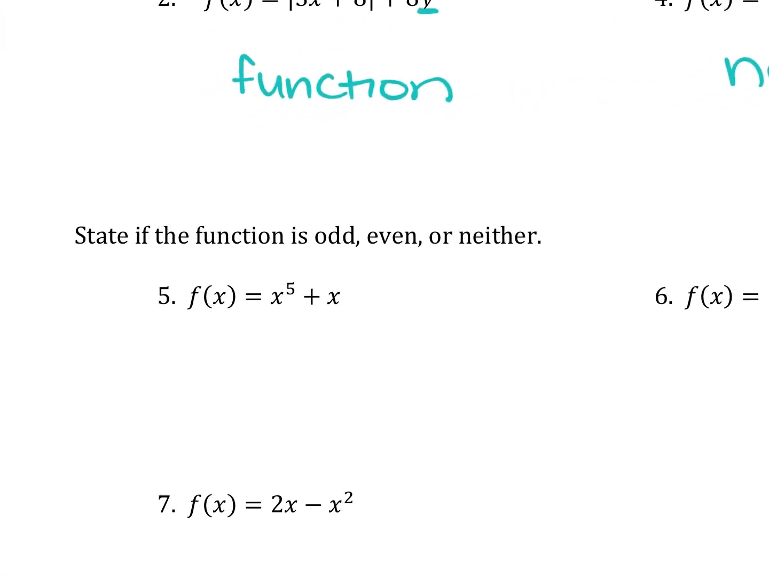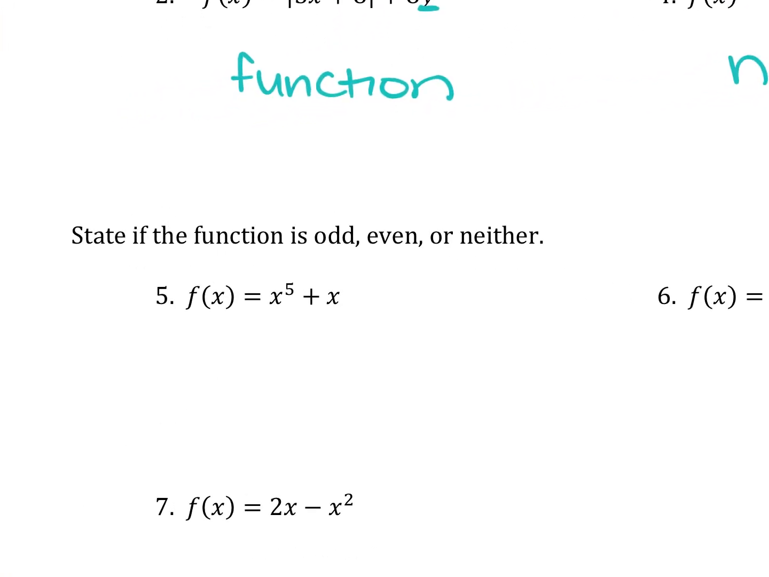So for number 5, we have f of x is equal to x to the 5th power plus x. So if we do f of negative 2 to start, that's going to give us negative 2 to the 5th power plus negative 2. That negative 2 to the 5th power gives us negative 32 plus negative 2, which is negative 34.